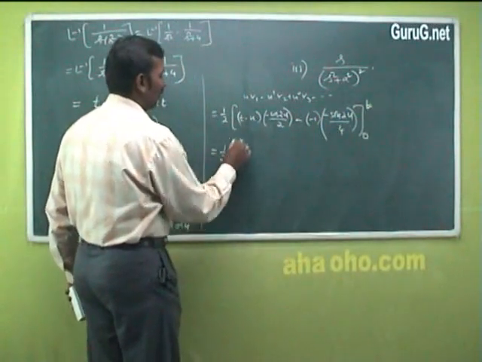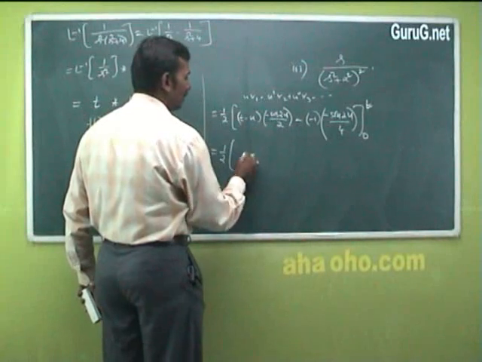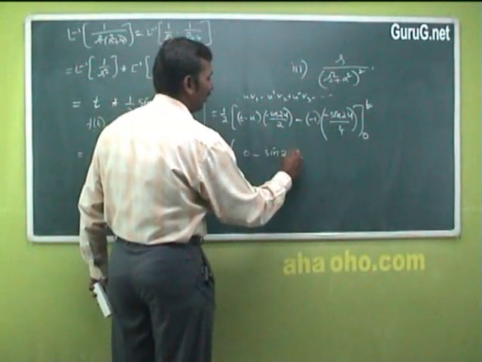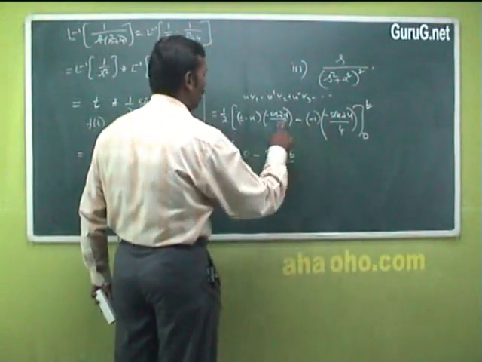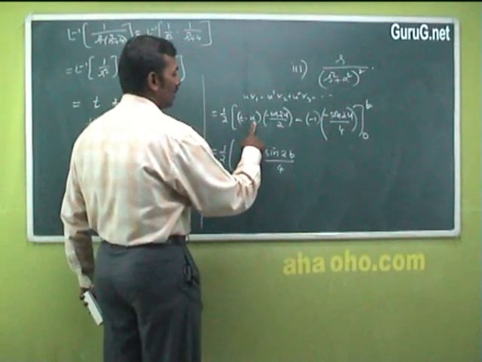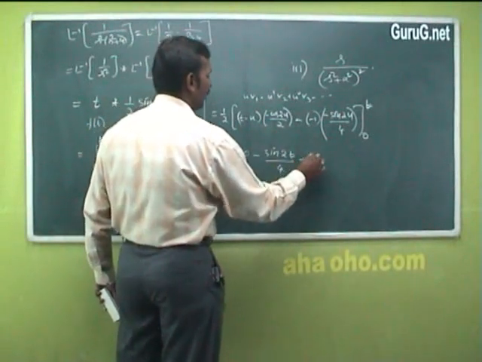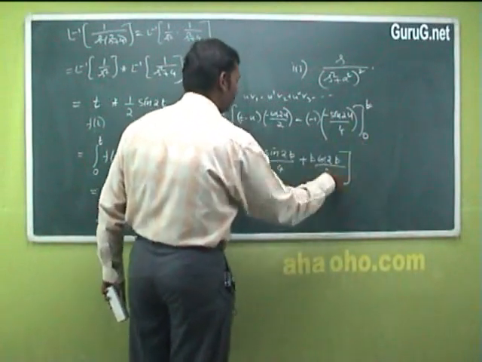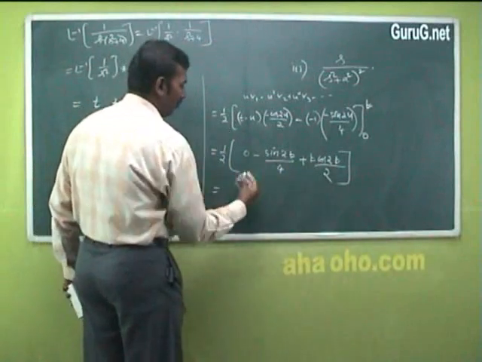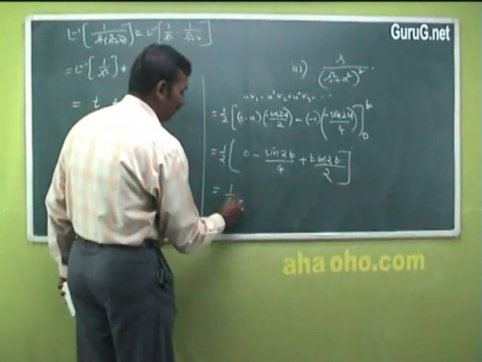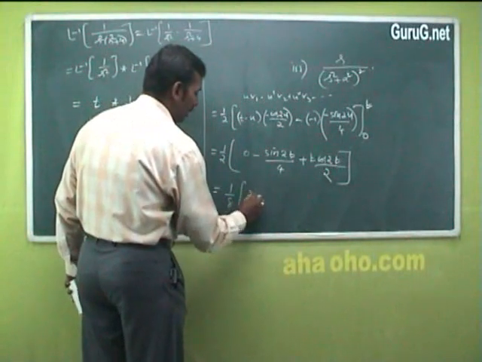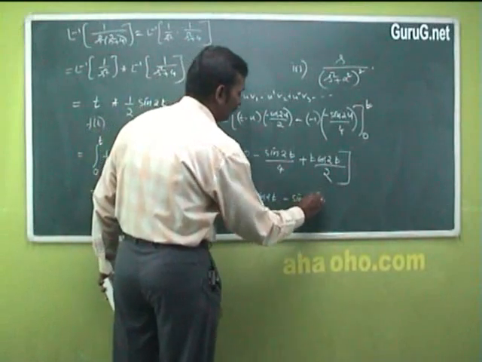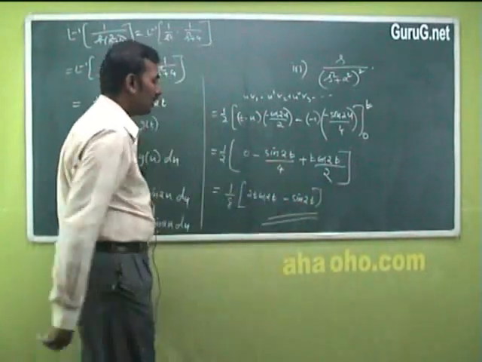So 1 by 2 into substitute the limit. So t minus t is 0, I know. Minus minus plus, again minus sin 2t by 4. Substitute the lower limit, u put in is 0. So minus minus plus t into cos 2t by 2, it is 0. When we take LCM 4, so 1 by 8 into 2t cos 2t minus sin 2t. Right? This is the required answer.